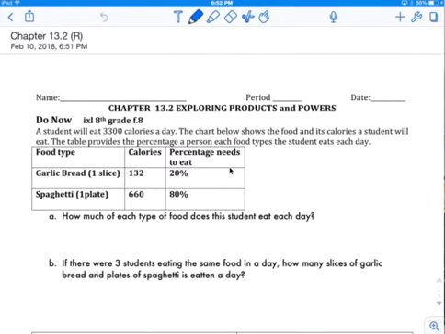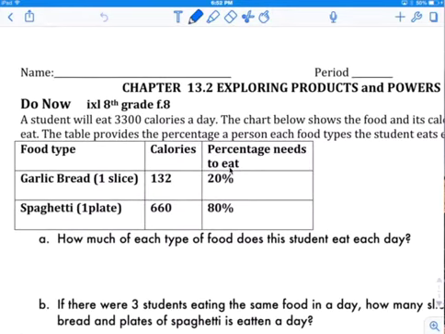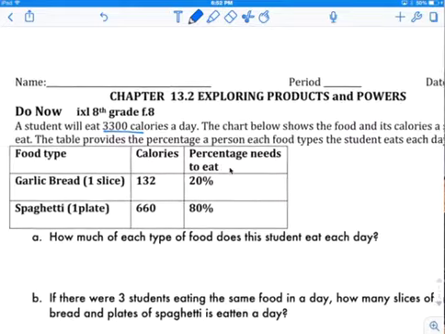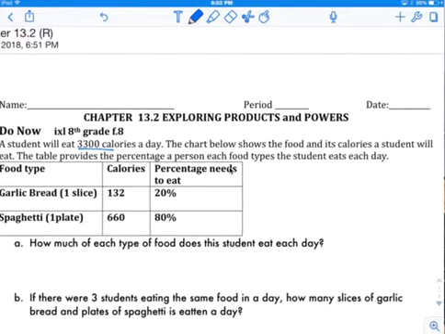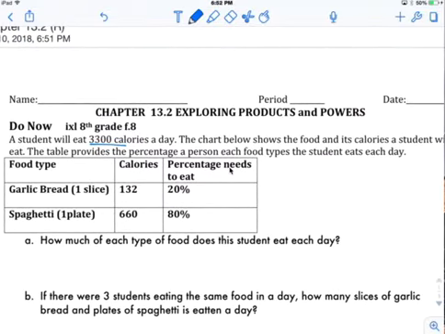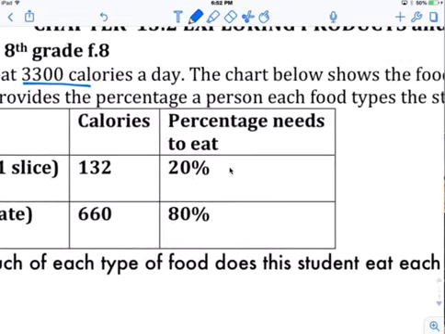Today's problem: a student will eat 3,300 calories a day. The chart below shows the food and calories a student will eat. The table provides a percentage of each food type the student eats each day. So first is garlic bread, 1 slice.